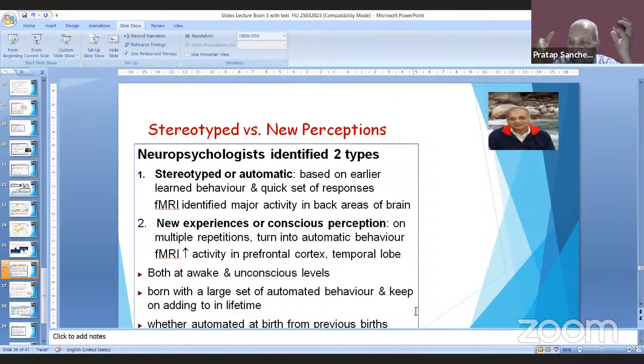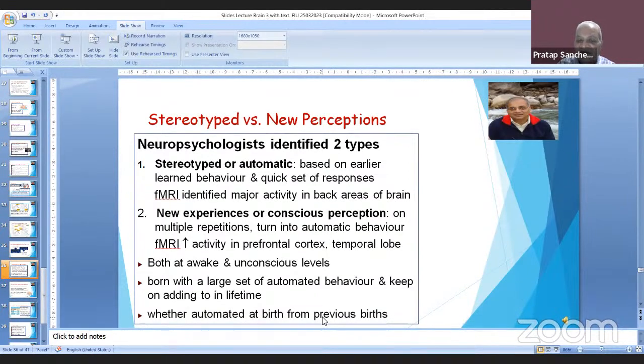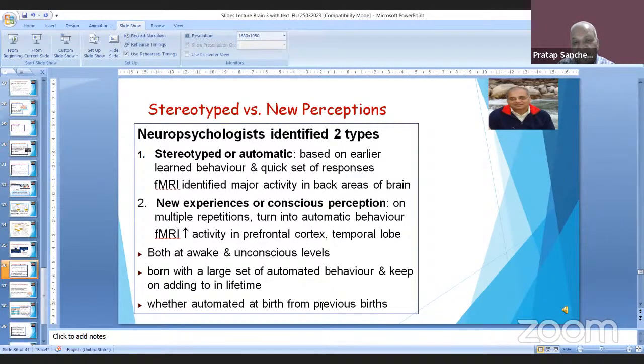So first you have new information, new perceptions, and here the prefrontal lobe and the temporal lobe, which are most developed in the human being, come into the picture. Both can occur at the awake or conscious level or the unconscious level. It is said that we are born with a large set of automated behaviors and keep adding to it in our lifetime. Perhaps here a small word correlating with karma and rebirth: can we pass on karmas? We are born with a large set of automatic behavior, and how this comes is the point where science is still ignorant. Whether automatic behavior comes from a previous birth or from any other source, we need to find out.